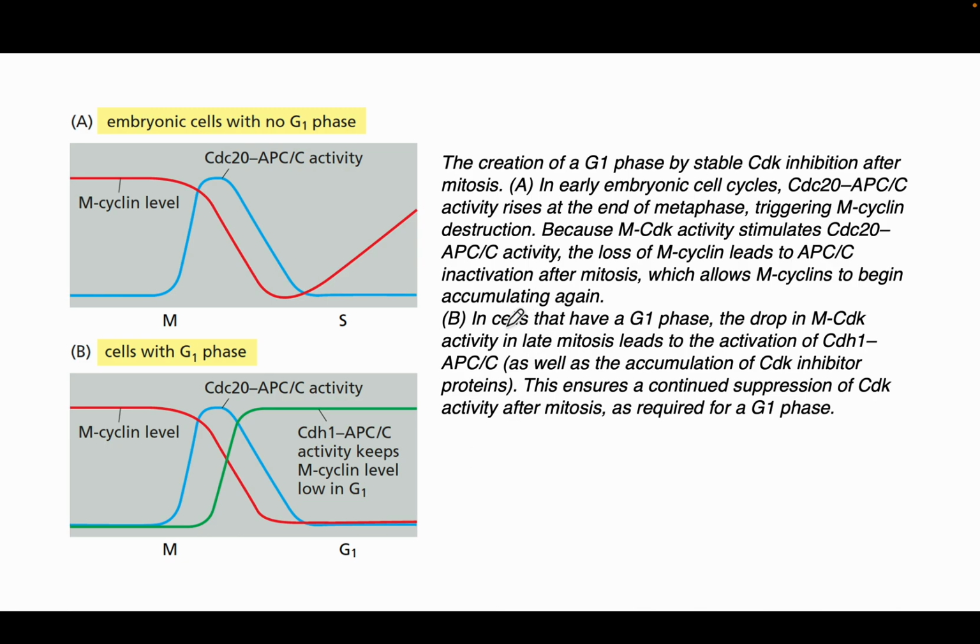So in cells that have a G1 phase, what happens when M CDK activity goes down is that it leads to the activation of another protein complex, CDH1 and APC/C. This ensures a continued suppression of CDK activity after mitosis, and that is also required for the G1 phase.